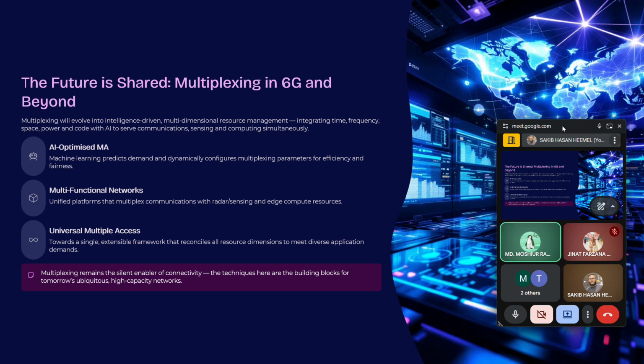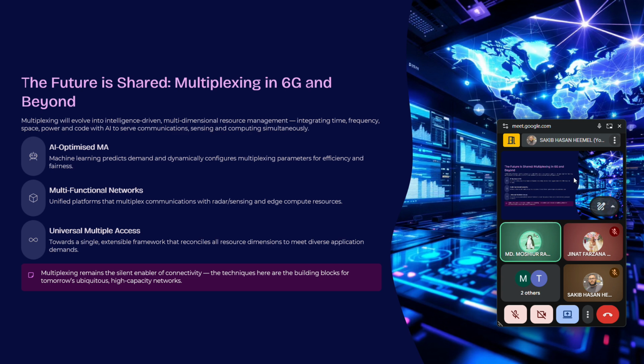Number one, AI-optimized multiple access (MA). The days of static configurations are over. With AI-optimized MA, the network no longer waits for a command, it predicts. By using machine learning to analyze traffic patterns in real time, the network can dynamically shift resources to where they are needed most. This ensures maximum efficiency and, perhaps more importantly, fairness, ensuring a seamless experience for a user in a crowded situation and a remote sensor in a rural field simultaneously.